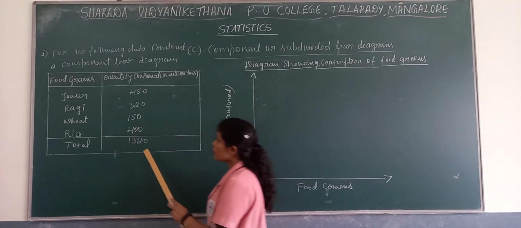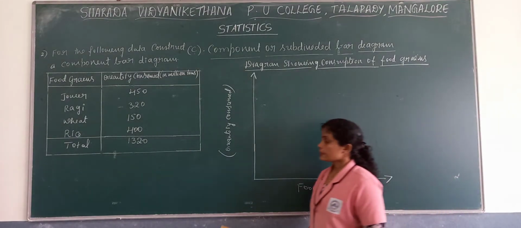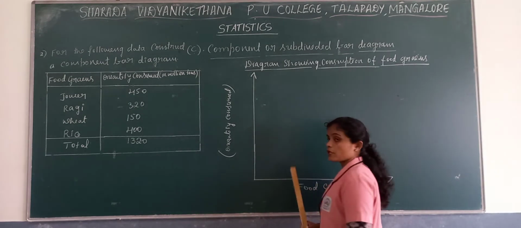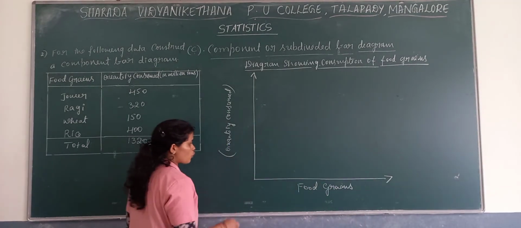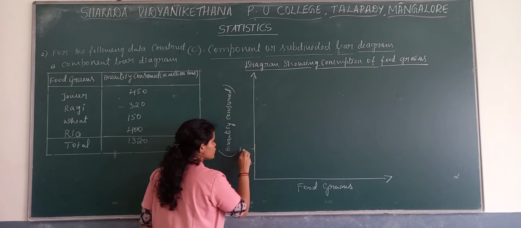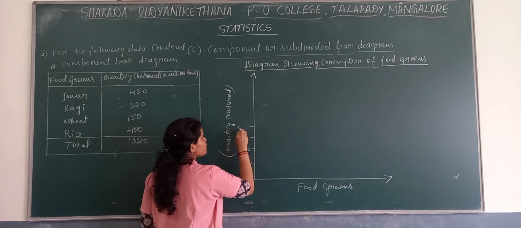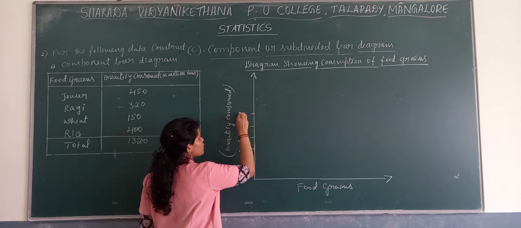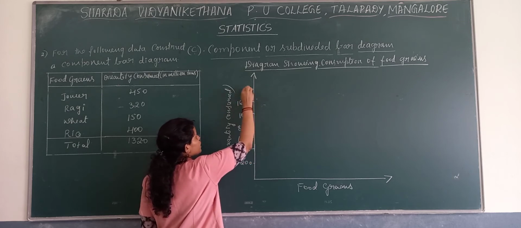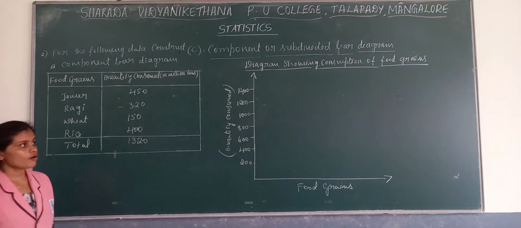Now see here the total is 1320. So we need to plot at least up to 1400. It is better to go with intervals of 200: 200, 400, 600, 800, 1000, 1200, 1400. These are the values.